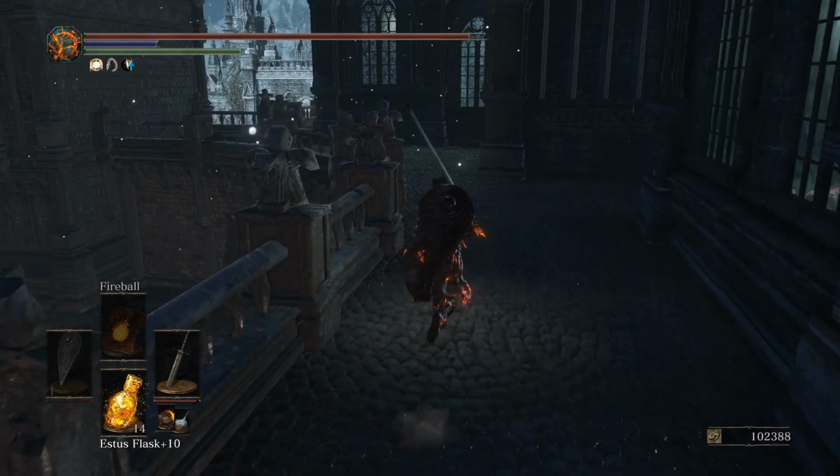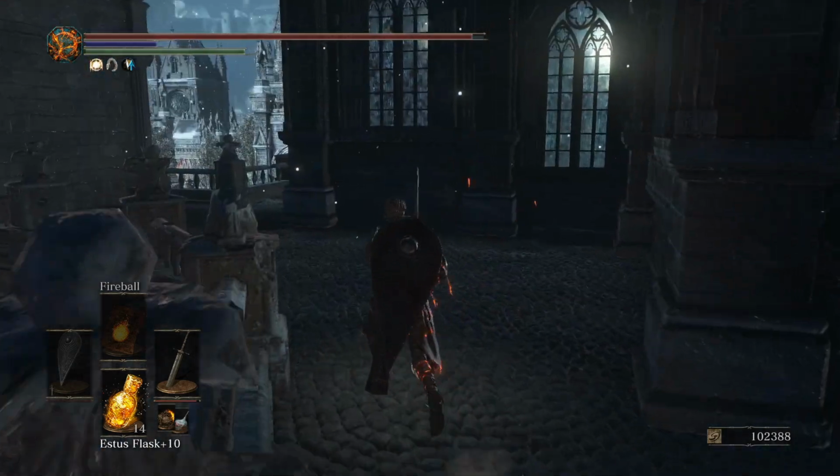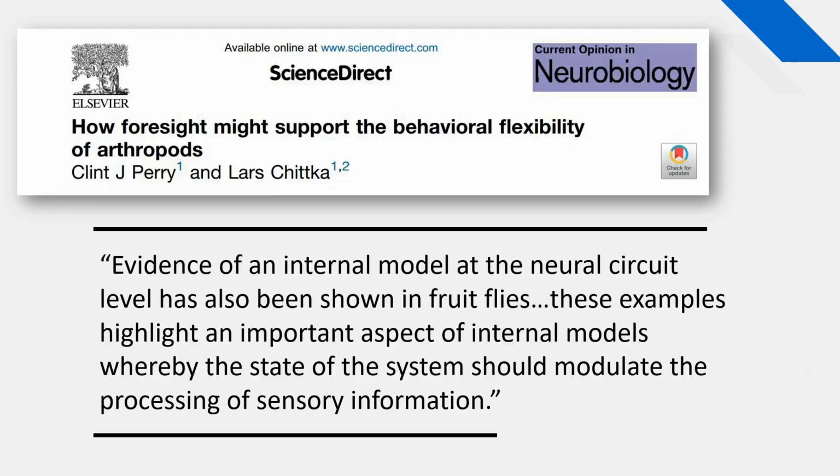Where are the models? Nobody knows. I would think inside the brains of the animals in question. They are cognitive models, after all. But I'm predicting they're going to be there. So is everyone else. And on top of that, evidence of an internal model at the neural circuit level has also been shown in fruit flies. These examples highlight an important aspect of internal models whereby the state of the system should modulate the processing of sensory information. So where might we turn to look for things that we're going to find?